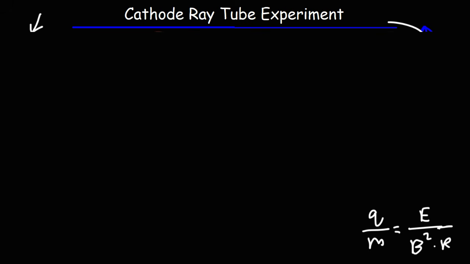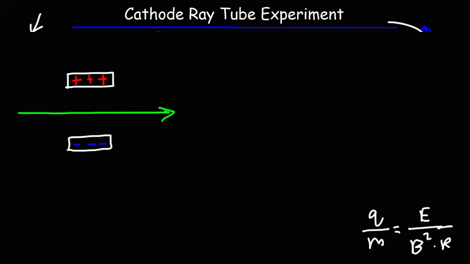So let's say we have two plates. One is positively charged and the other is negatively charged. And let's say we have an electron beam that is traveling in this direction. There's going to be an electric field that emanates from the positively charged plate and flows towards the negatively charged plate.